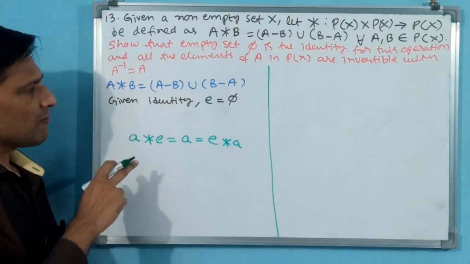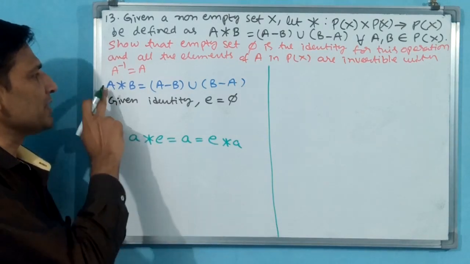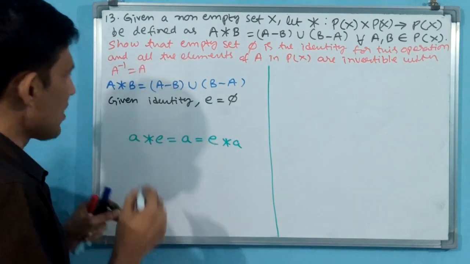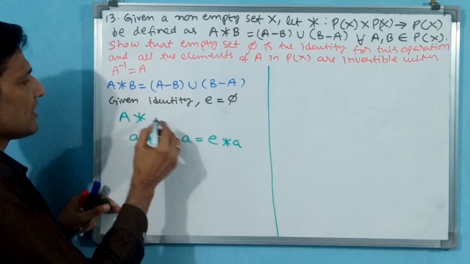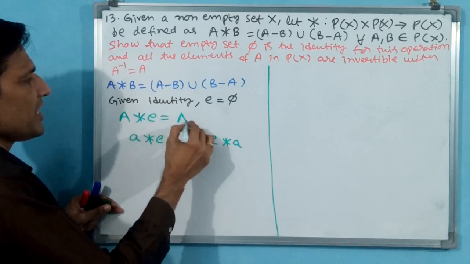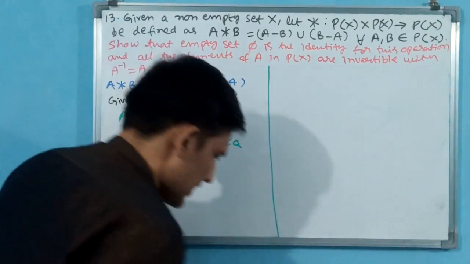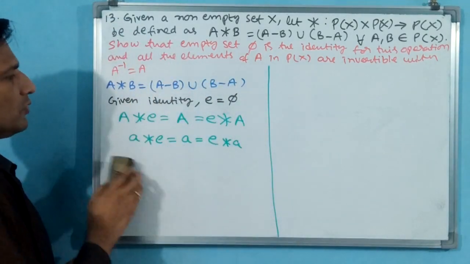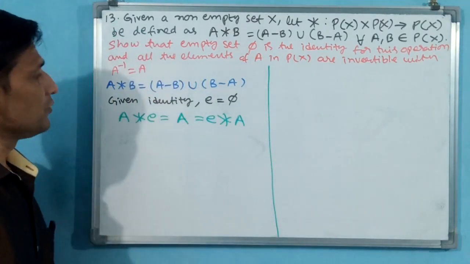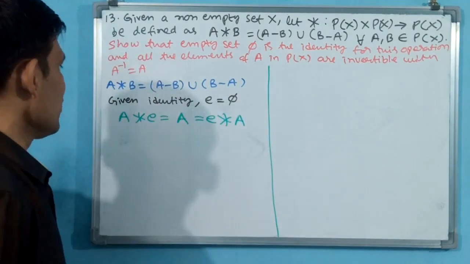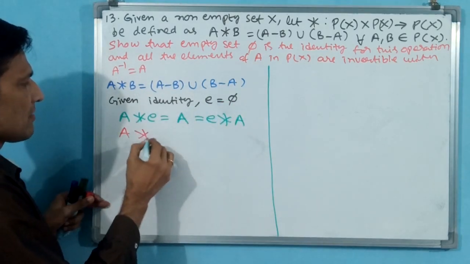Okay. But here, what we write is according to A. Here a small letter is not coming, A is coming, a big letter. That is why we write, for identity, A star E is equal to A, that is equal to E star A. Is it correct? You compare these two. Okay. Now you go for this one. A star E means, E he has given as phi. Then you write A star phi.